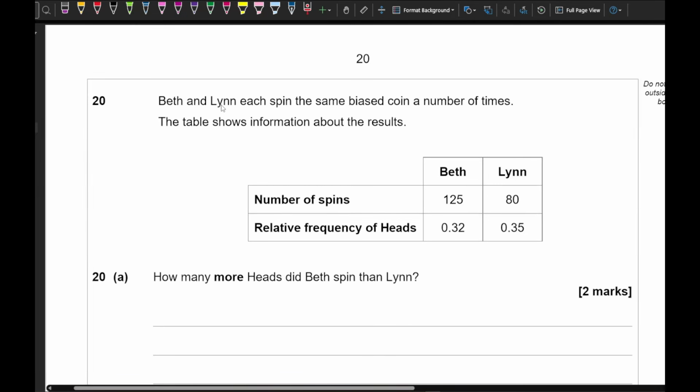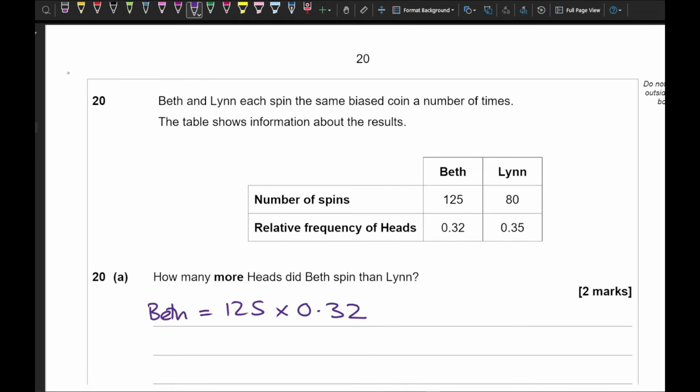Moving on to question 20, it says Beth and Lynn each spin some biased coin a number of times. The table shows information about the results, and for part A it says how many more heads did Beth spin than Lynn. So to work out how many heads Beth got, it's going to be 125 multiplied by 0.32. So it's the number of trials multiplied by the relative frequency, which gives me an answer of 40.